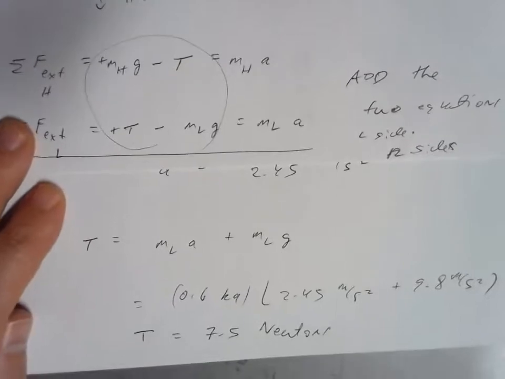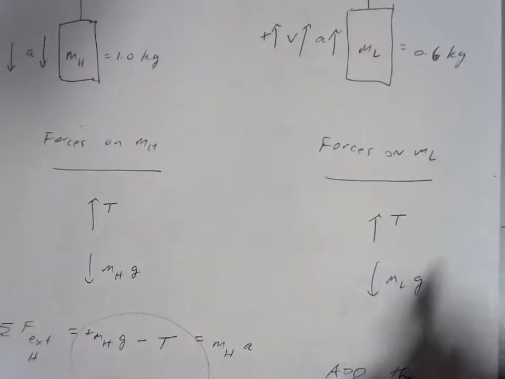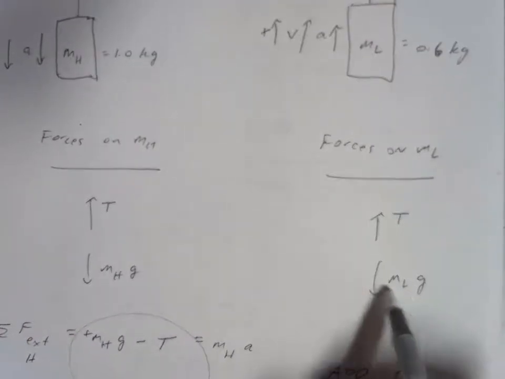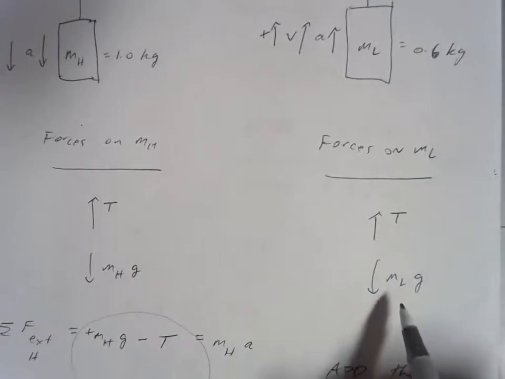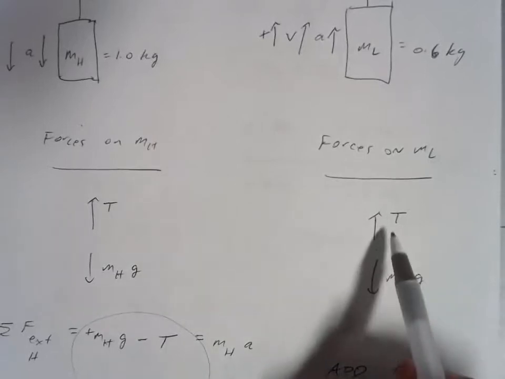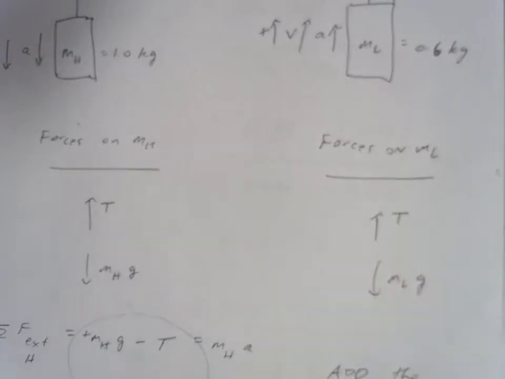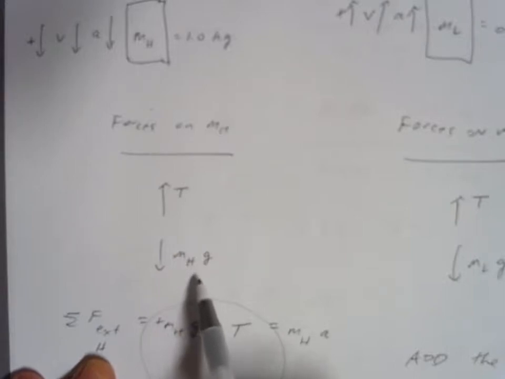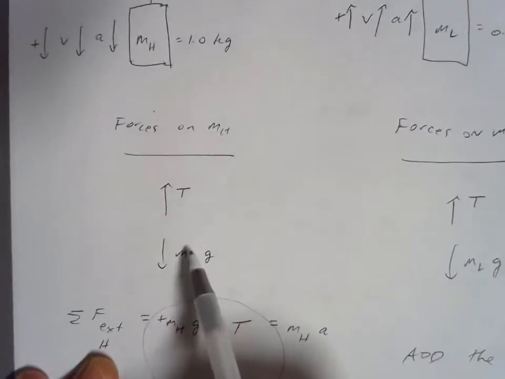And that answer should make sense if you go back and look at our original force diagrams. We know that the weight of the light guy is about 6 newtons. If he's going to be accelerating upwards, that means the net force must be upwards. So the tension has to be greater than 6 newtons to make an upwards net force on the left guy. And 7.5 newtons is greater than 6 newtons. Also, this guy must accelerate downwards, the heavy one. His weight is about 10 newtons. And the tension has to be less than that to make a net force downwards to cause him to accelerate downwards.